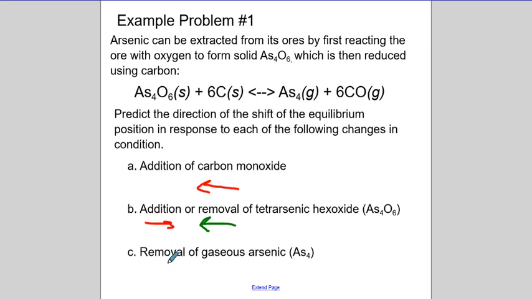And then if we remove gaseous arsenic, so this is a reactant, we are removing this reactant, and anytime you remove a chemical, you shift to the same side, so this will shift right. So that's essentially all there is to Le Chatelier's. You say, hey, here's the stress we're causing. Based off this stress, this is what the system needs to do to get back to equilibrium. So that's example number 1.